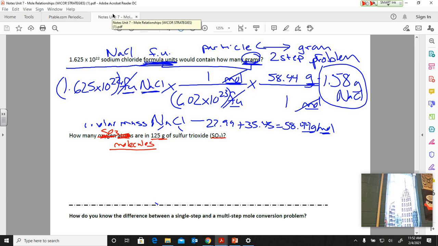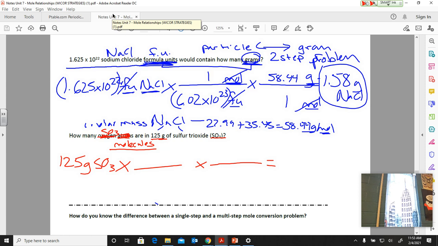Grams to mole, one-step problem. Molecules to mole, one-step problem. Grams to molecules, leaving moles out of the question, is a two-step problem. So I'm going to write down what they've given me, as always. They gave me 125 grams of SO3. I already know it's a two-step problem, so I'm going to set it up as a two-step problem.